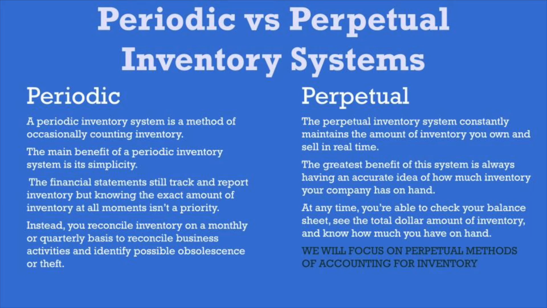So the perpetual inventory system constantly maintains the amount of inventory. It keeps track of it, figures out what comes in, what goes out, these sorts of things. So at any instant in time, you can evaluate how many dollars' worth of product you have on your shelves. And because it's a better one, we're going to focus on the perpetual methods in this course.